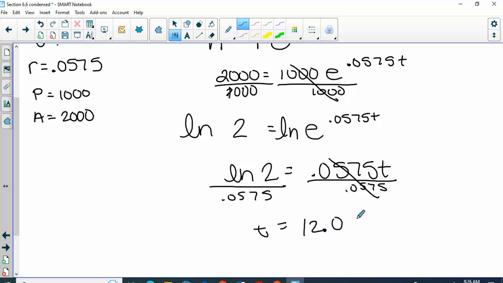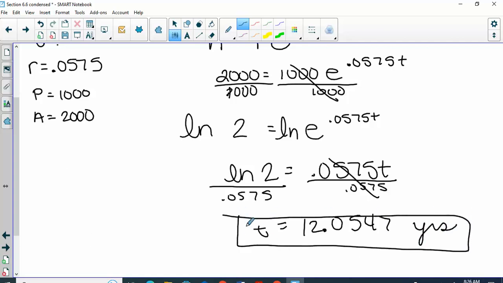So we get 12.0547, and time is in years, so it's taking just over 12 years to double the amount of money we had. So for things like this, you can just plug in answers. Yeah, if I just said double, you can just pick whatever you wanted. If I had said triple, then 3 times it.